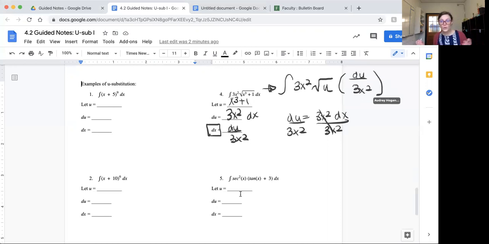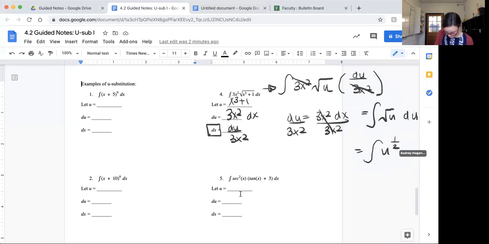And now you will conveniently see that 3x squared over 3x squared cancels. And so you end up taking the integral of the square root of u du, which is equal to the integral of u to the 1/2 du. And then I will leave that up to you to use your power rule and substitute back in what u is. Okay, but u substitution is like a puzzle, okay?